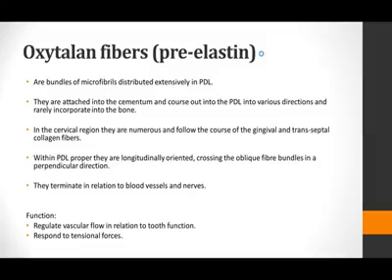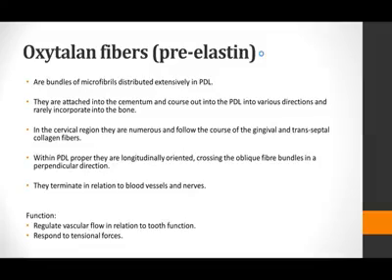In the cervical region, they are numerous and they follow the course of the gingival ligament fibers and the transseptal ligament fibers. Within the periodontal ligament proper, these oxytalan fiber bundles are longitudinally oriented to the root surface, and they cross the oblique fiber bundles in a perpendicular direction. Obviously, the oblique fiber bundles are present horizontally, so the oxytalan fibers, as they are present longitudinally, the relationship of the two becomes perpendicular.